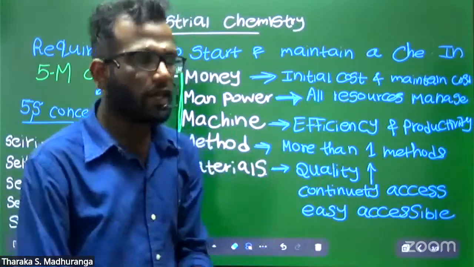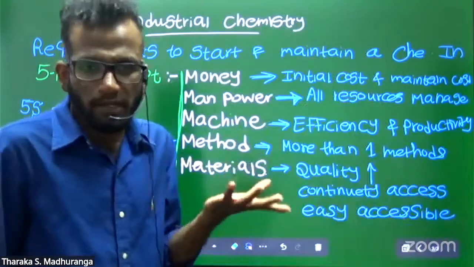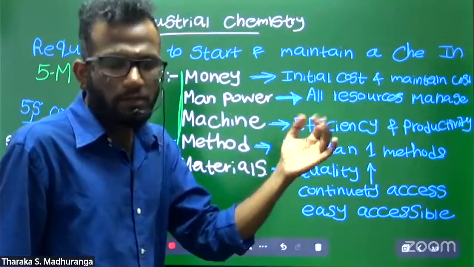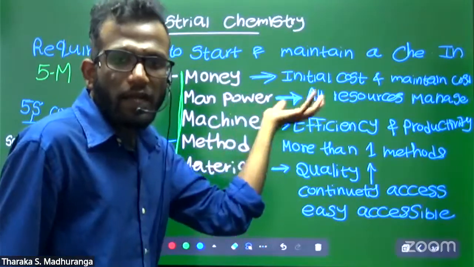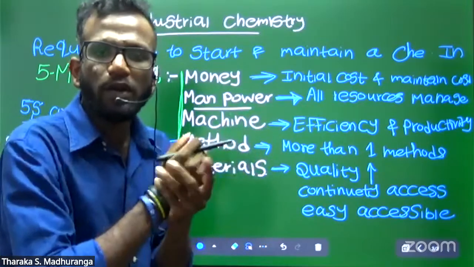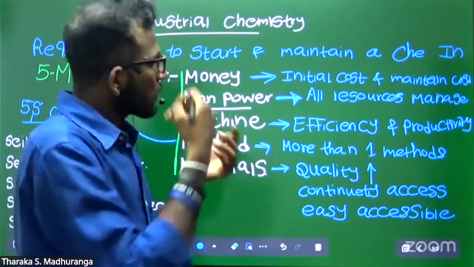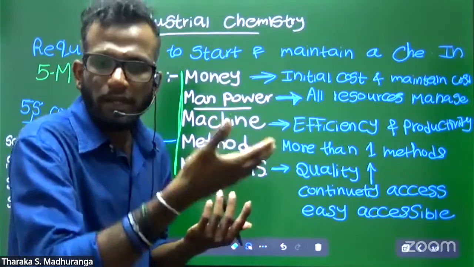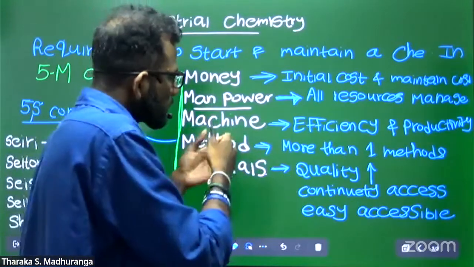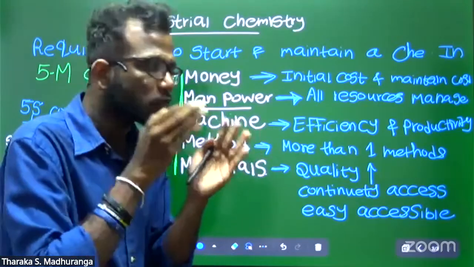I will give you a summary again. The 5M concept means the main requirements to start and maintain a chemical industry: money, manpower, machine, method, materials. Among those, the most important one is manpower, because all resources and materials are collected into one place and managed by manpower. For money, the initial and maintaining cost, we have to find it, otherwise we can't start. With machines, we can increase production efficiency, productivity and production speed.